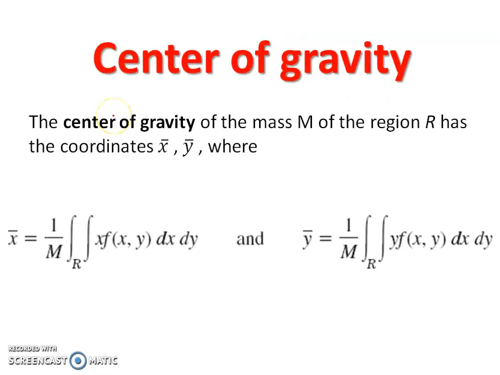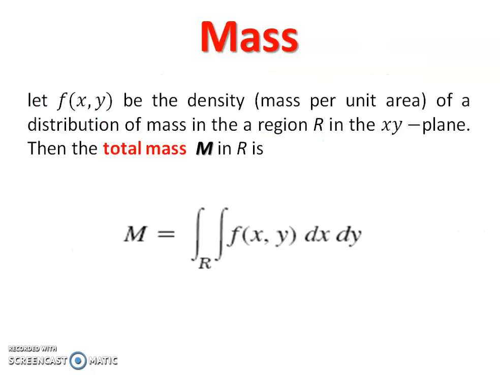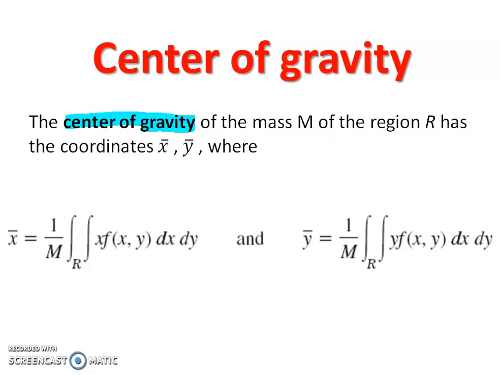The fourth application is the center of gravity. The center of gravity of a mass m is given by the following rule. We want to find the center, which is an ordered pair x bar and y bar. So the center of the mass m of the region R has the coordinates x bar and y bar.